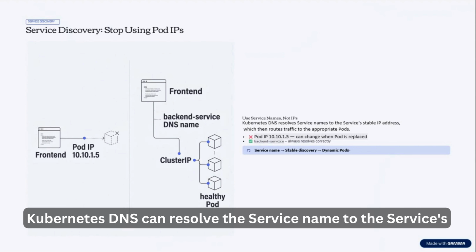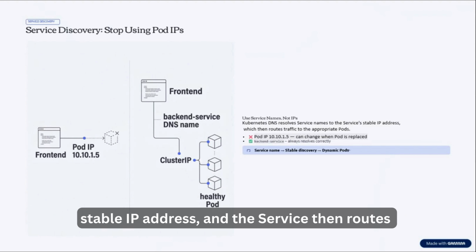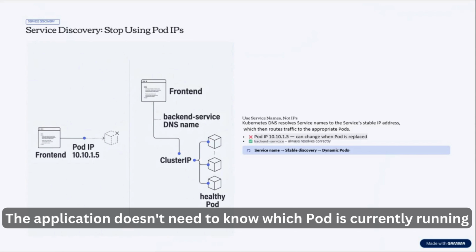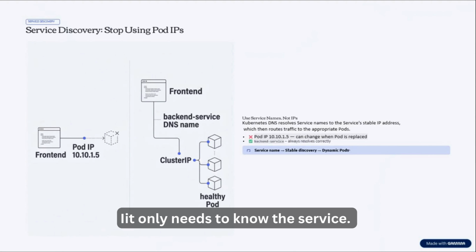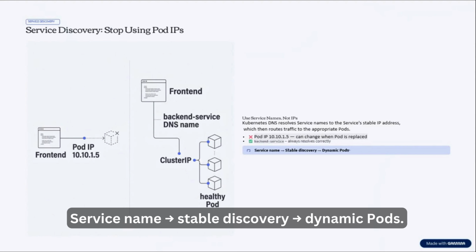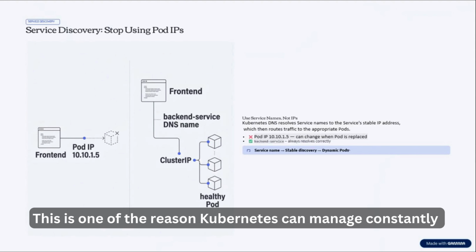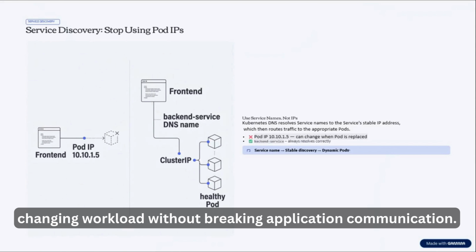Kubernetes DNS can resolve the service name to the service's stable IP address, and the service then routes traffic to the appropriate backend pods. So the application does not need to know which pod is currently running. It only needs to know the service. This gives us a very powerful pattern. Service name, that is a stable discovery, and that goes to dynamic pods. And this is one of the reasons Kubernetes can manage constantly changing workloads without breaking application communication.